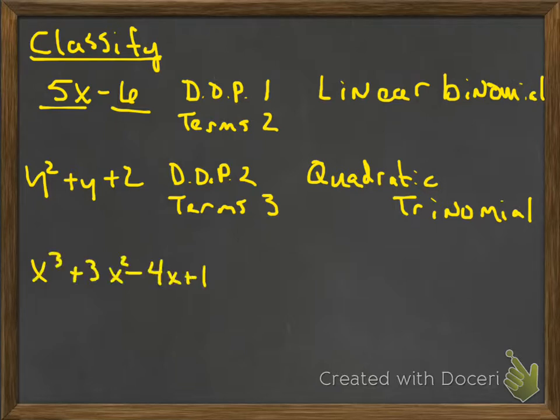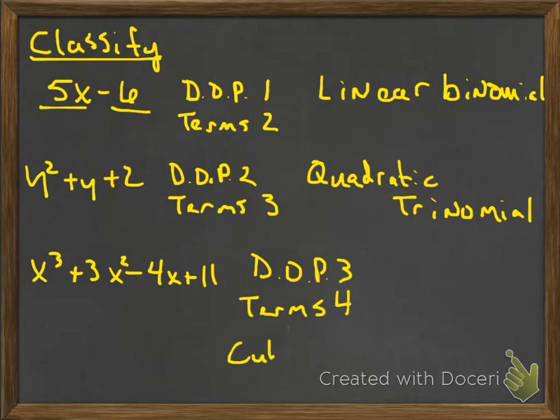Alright, next example. x cubed plus 3x squared minus 4x plus 11. That means the degree of this polynomial is 3. It has 4 terms. So based on the degree, I would say this is a cubic, and because of the terms, polynomial. Okay, hopefully that should be fairly easy. If you do have any questions, let me know.